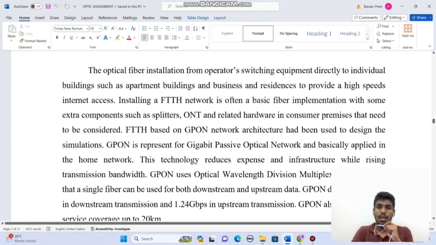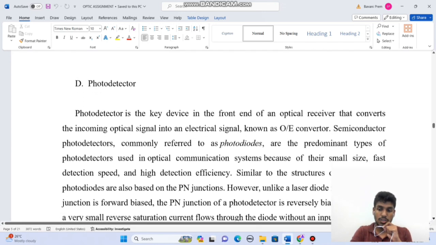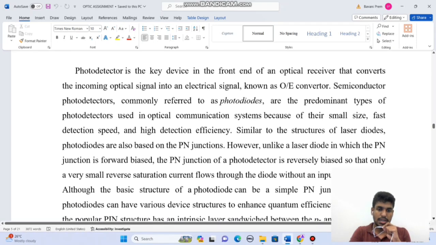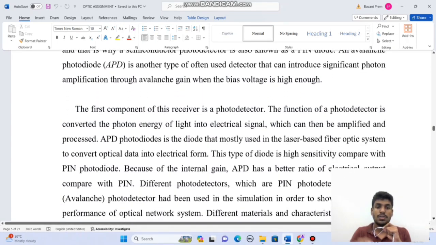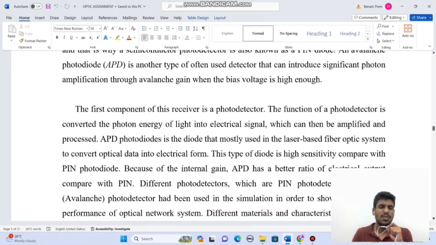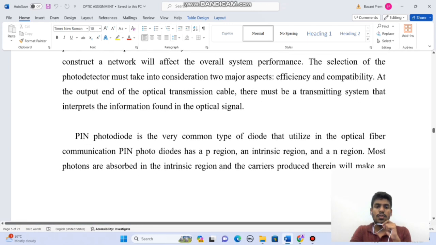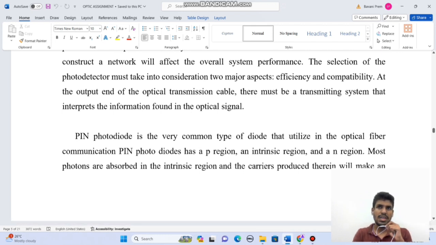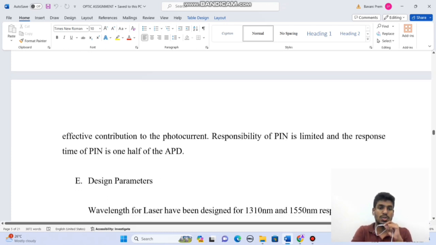The photodetectors we use are the avalanche photodetector and the PIN photodetector. The avalanche photodetector is mostly used in laser-based fiber optic systems to convert the optical data into electrical form, and is very sensitive compared with the PIN photodiode. The PIN photodiode is very commonly used in optical fiber communication. In the PIN, we have the P region, the intrinsic region, and the N region, a positive region and a negative region. Inside that, most photons are absorbed in the intrinsic region, and the carriers produced there make an effective contribution to the photocurrent.